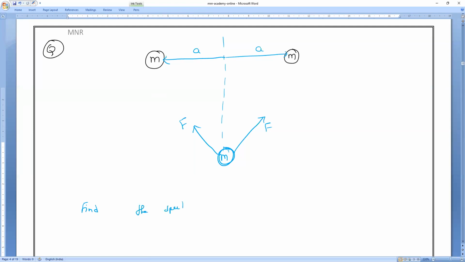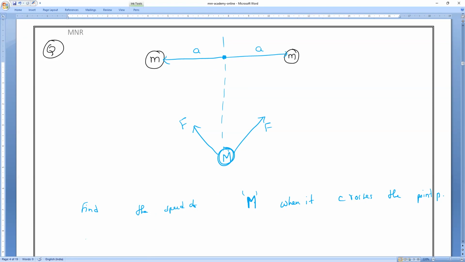So now the question is: find the speed of capital M. These two are small m. I forgot it here, there is a mistake. This is not a small m, this is capital M. Remember that. Find the speed of capital M when it crosses the point P.